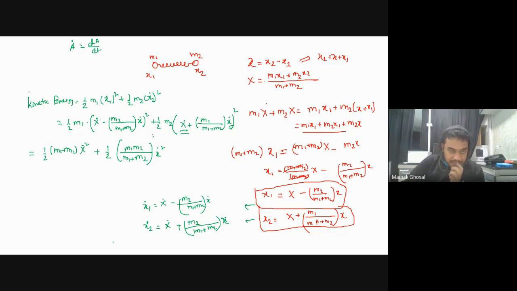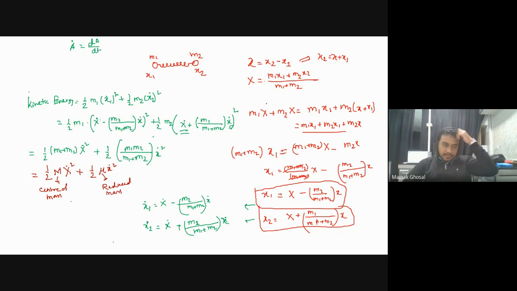So if I express total mass of the system as capital M, I can write it as capital M x dot square, and the second term I would like to write as mu. You have seen it, mu is equal to m1 m2 by m1 plus m2, which is called reduced mass. So this is called center of mass, and this is called reduced mass.